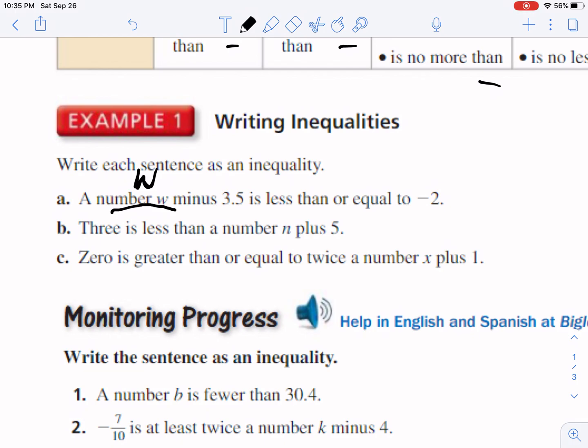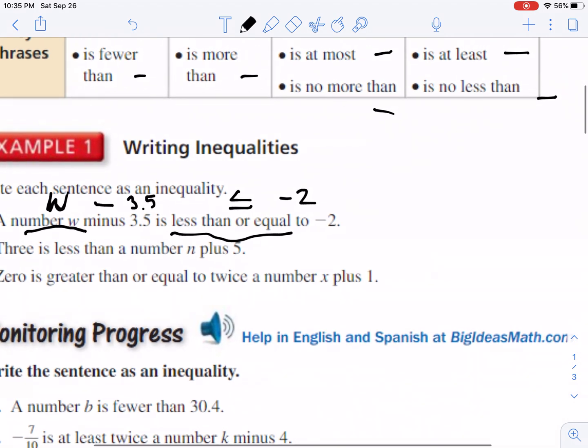Minus, well, what does minus mean? Subtraction, right? So w minus 3.5 is less than or equal to negative 2. Well, they're telling us right out which symbol we're supposed to use: less than or equal to negative 2. So we already know how to write this. It's just written in the text.